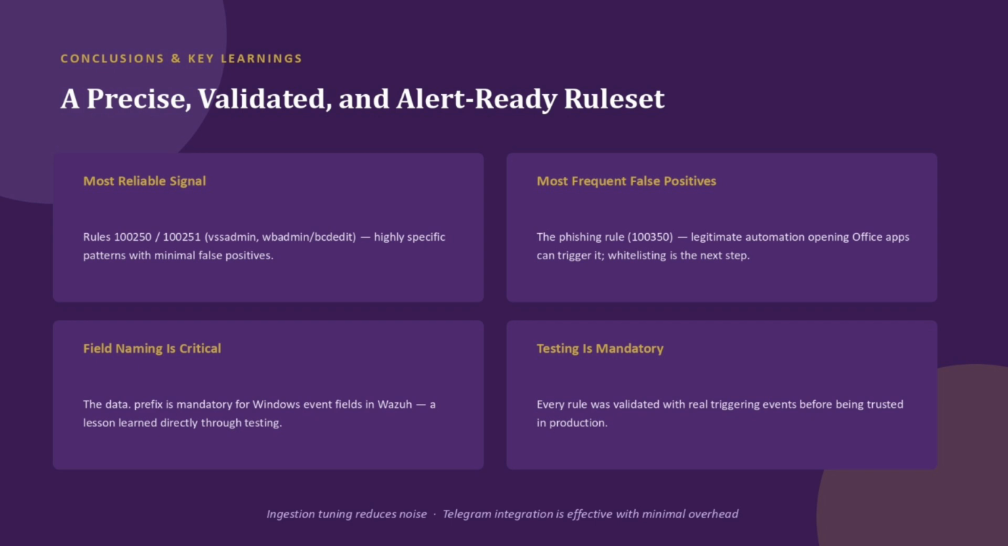To conclude my presentation, the most reliable signal in this whole project was the ransomware detection, rules 100250 and 100251. Their patterns are very specific, so they produce almost no false alarms. On the other hand, the phishing rules produce the most false positives, and this is an area for future improvement. I also learned that field naming is critical in Wazuh. The data prefix is required for Windows event fields. And finally, testing is mandatory. Every single rule must be validated with a real event before we can trust it in a production environment.